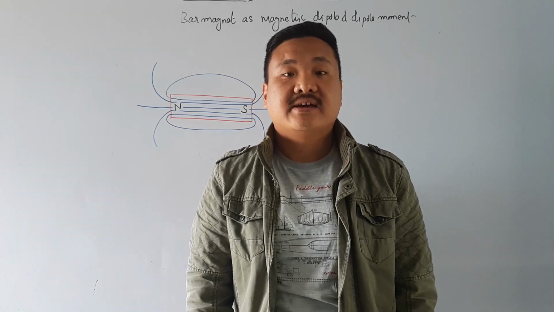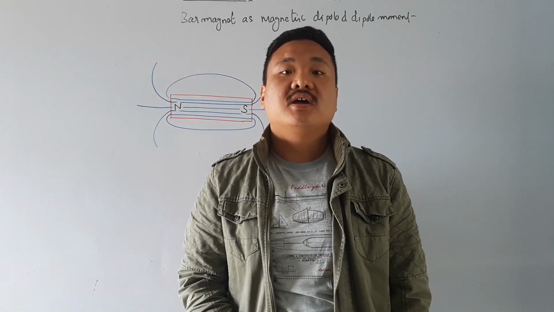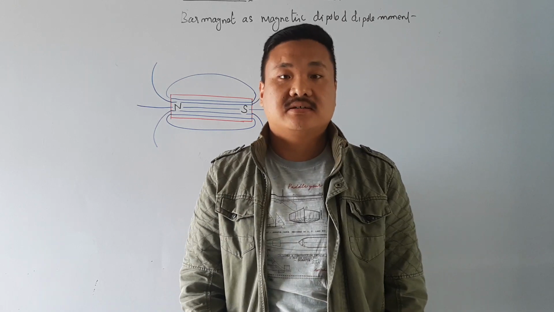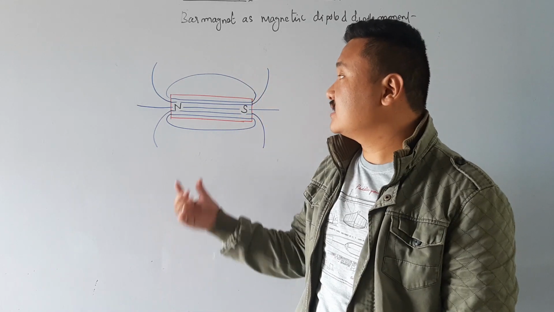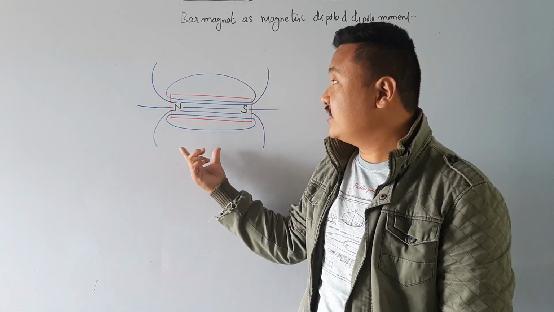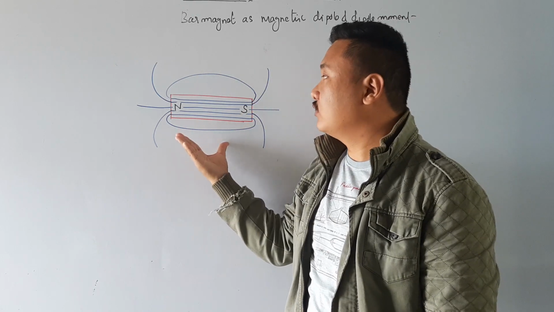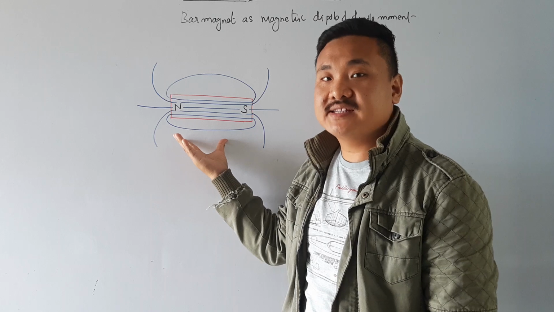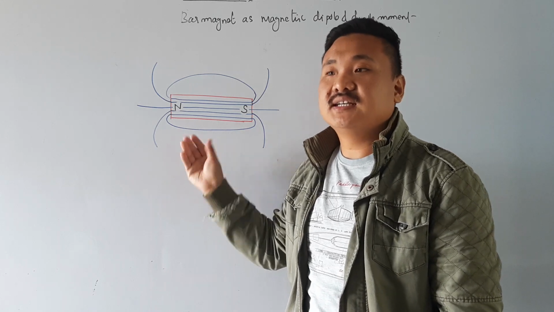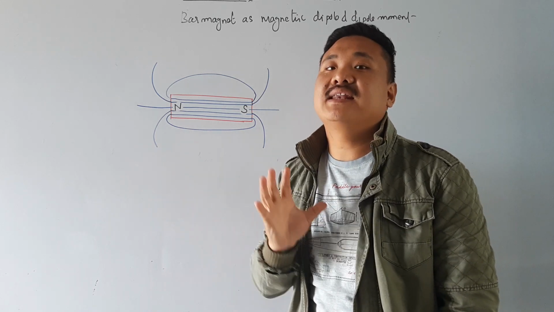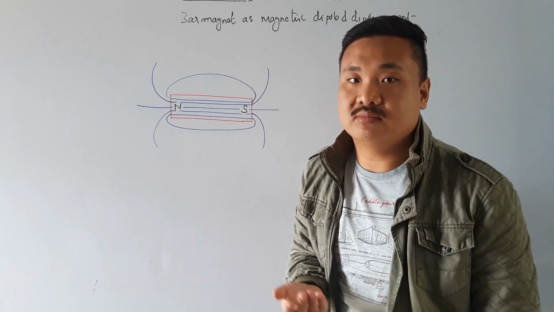Bar magnet as a magnetic dipole and its dipole moment. So we consider a bar magnet and we define a magnetic dipole. Before going to the bar magnet and its dipole moment, let me revise the electric dipole and dipole moment.